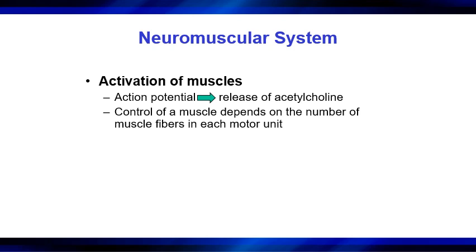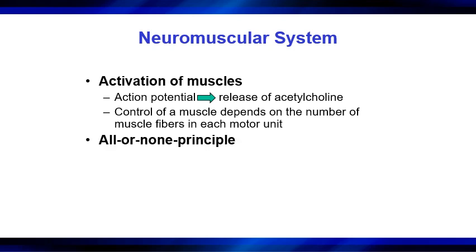This is how the control of the muscle depends on the number of muscle fibers in each motor unit that are present. In other words, different muscles have different amounts of motor units. We talked about a motor unit. If you remember, a motor unit is the motor nerve and the fibers that it innervates. That action potential comes from the motor nerve. It innervates those muscle fibers.